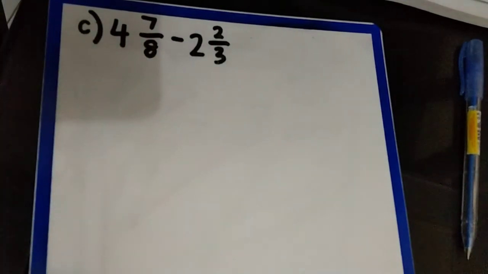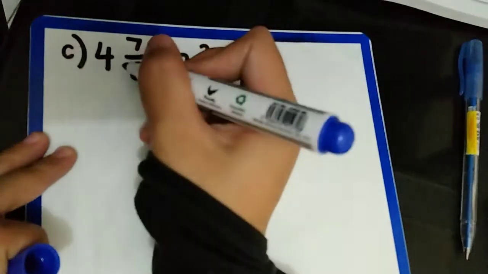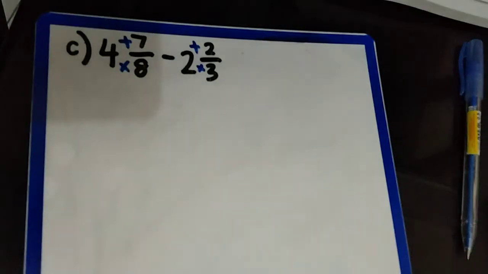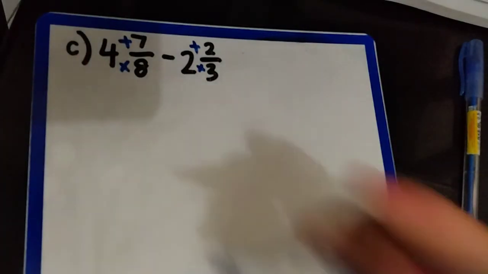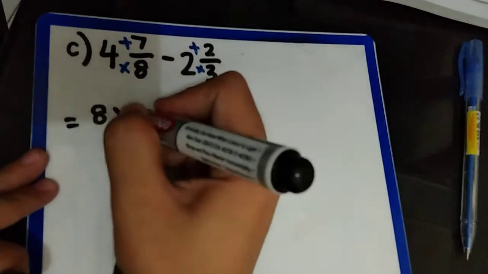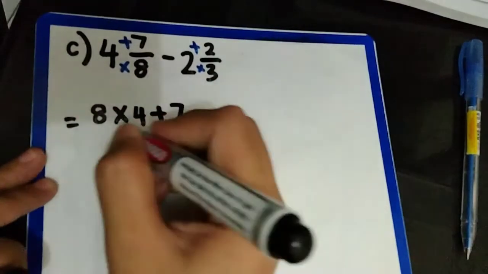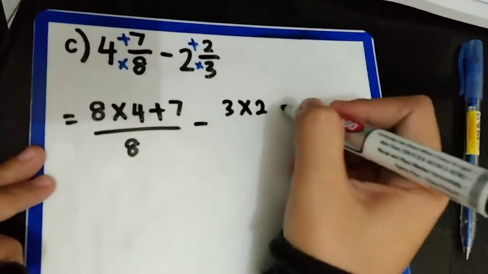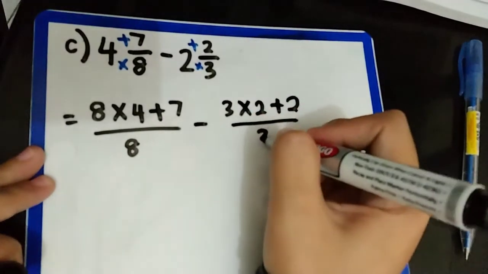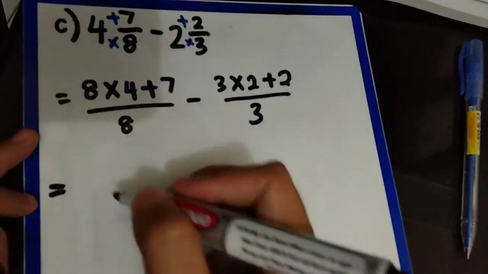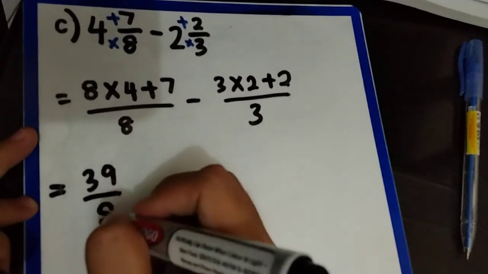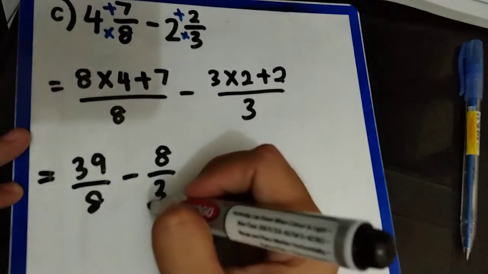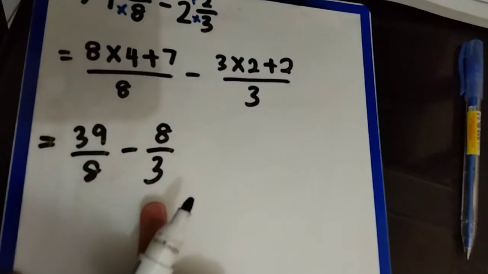You may choose to change these mixed numbers into improper fractions. Every time you see a mixed number, you can just try to convert it into an improper fraction, using multiplication and addition. Make sure you write the correct number. 39 over 8 minus 8 over 3.